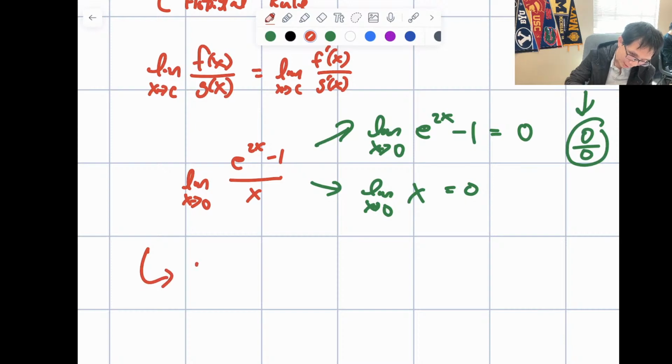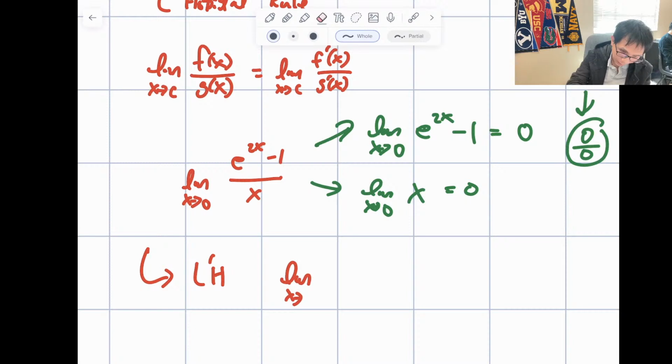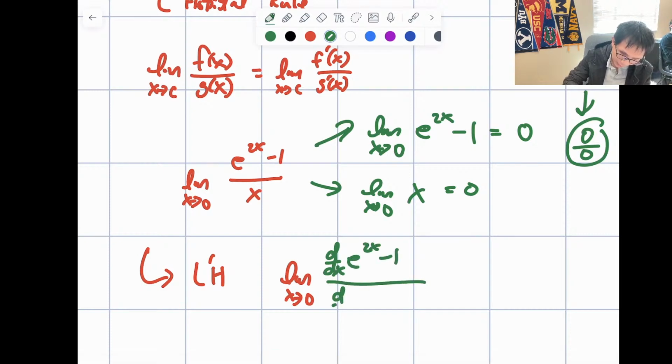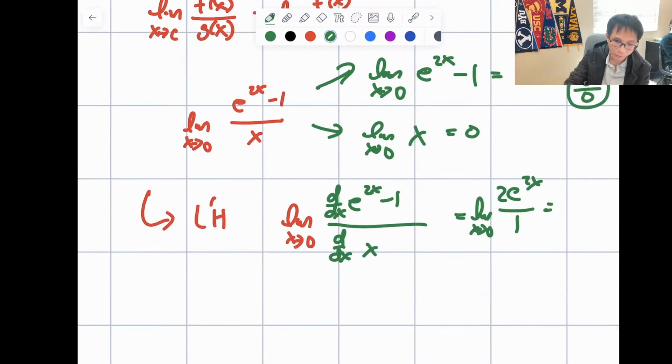Unfortunately, not my rule, it's their rule. So you can say LH, and we're going to shorthand it, LH. And then we can say limit as x approaches 0. We already did this last week. I'm just going to do it fast because some people are not here. The derivative of e to the 2x minus 1 over the derivative of x. That's going to be 2e to the 2x over 1 as x approaches 0. And what's e to the 0? 1, so the answer is 2.